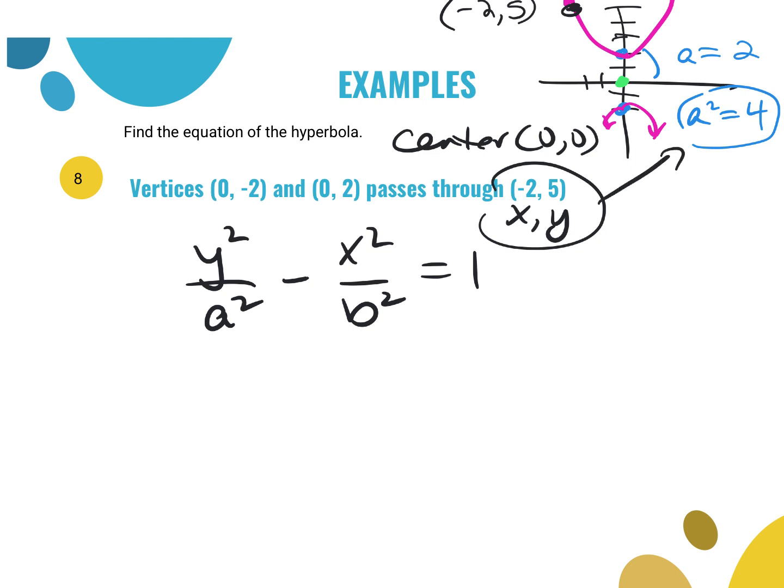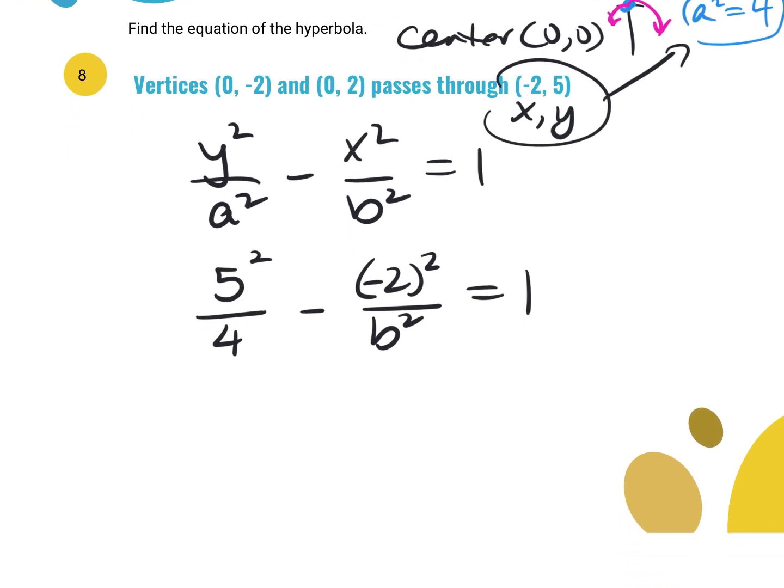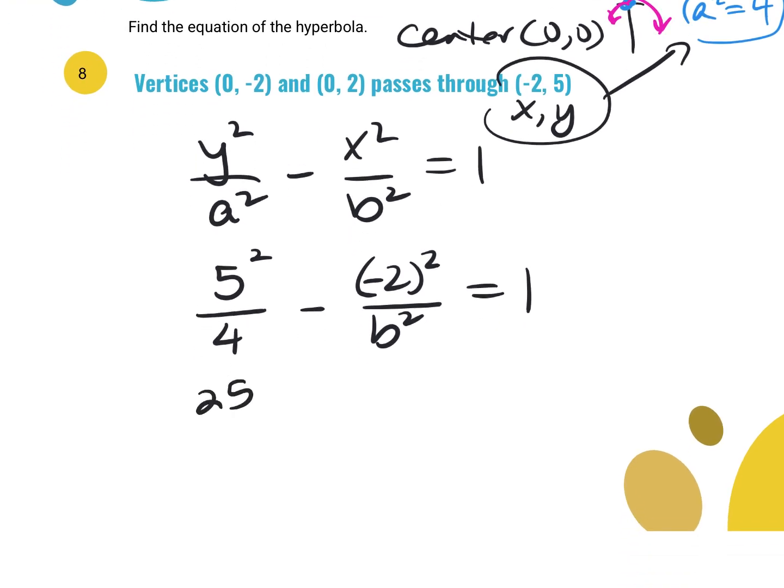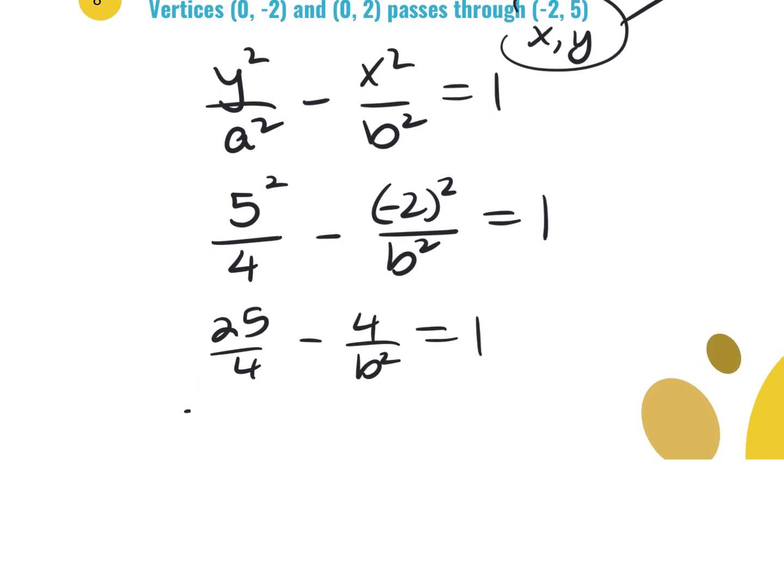So my y value from the ordered pair is 5. I've got to square it. My a squared is 4. My x value is -2 from that ordered pair, and I don't know b squared. So I'm going to go ahead and square. And now I need to work on isolating b squared. So I need to subtract 25 over 4.